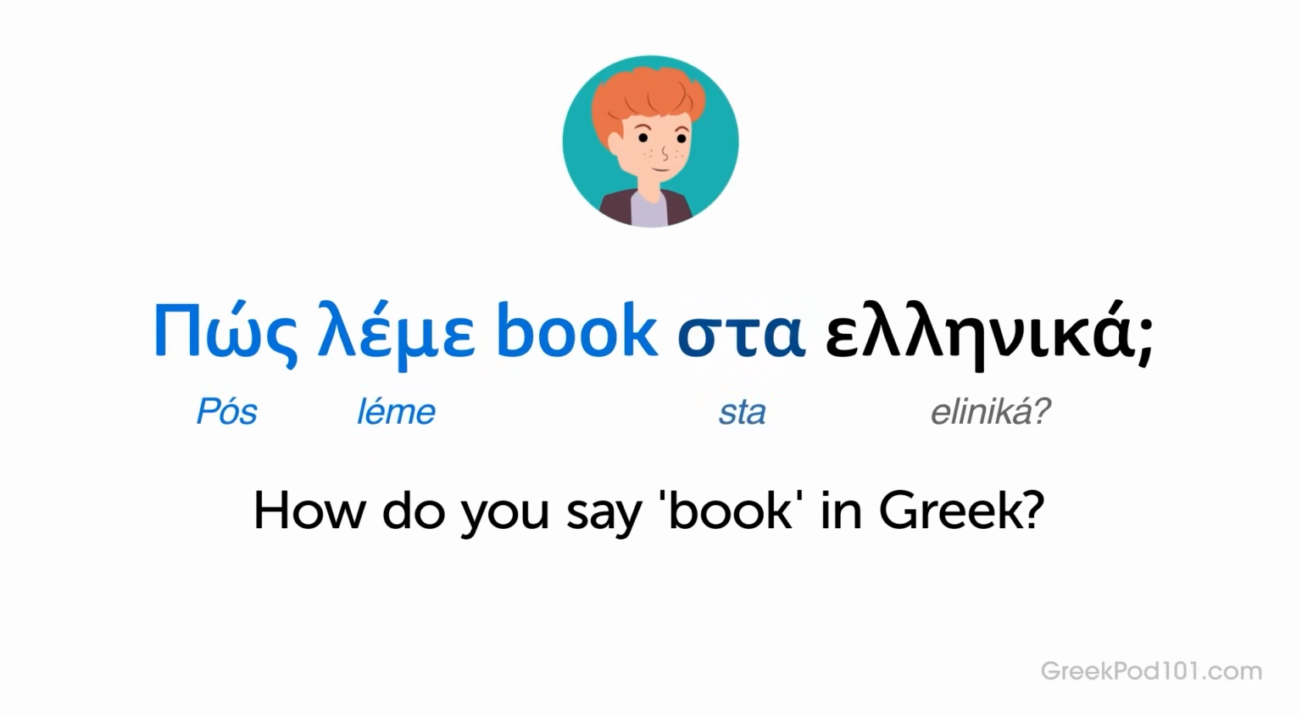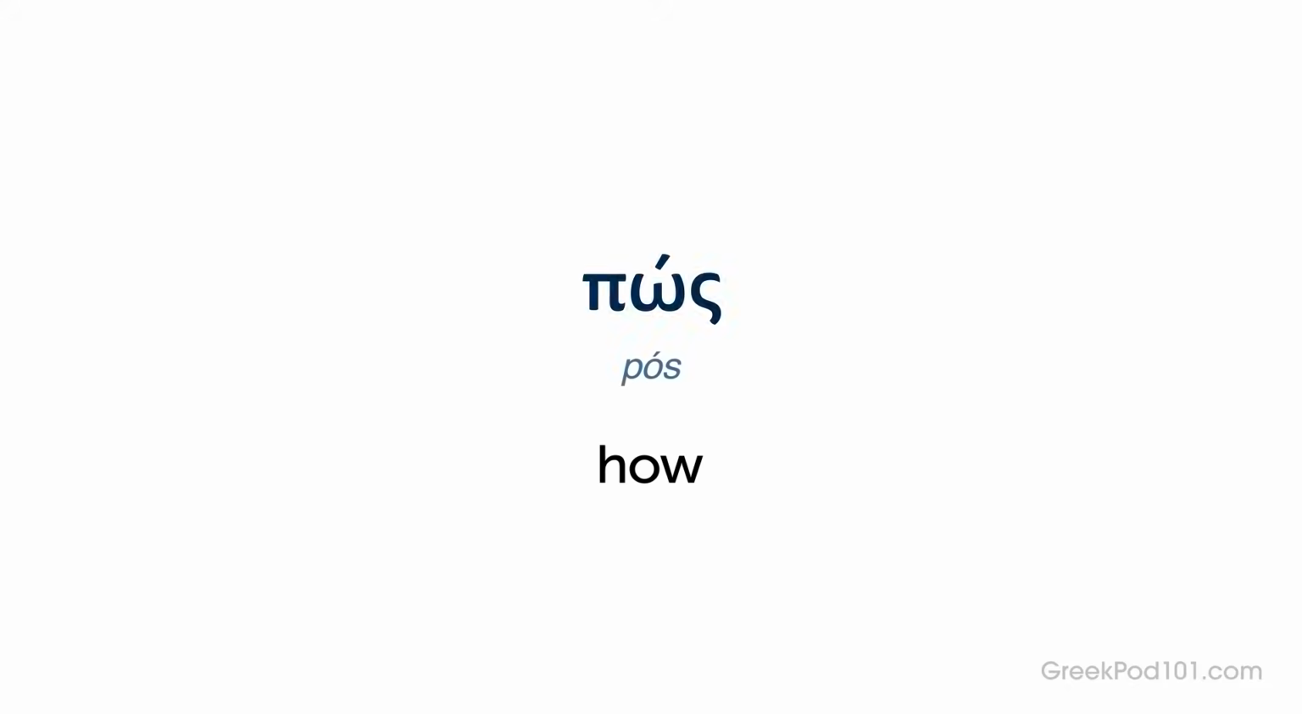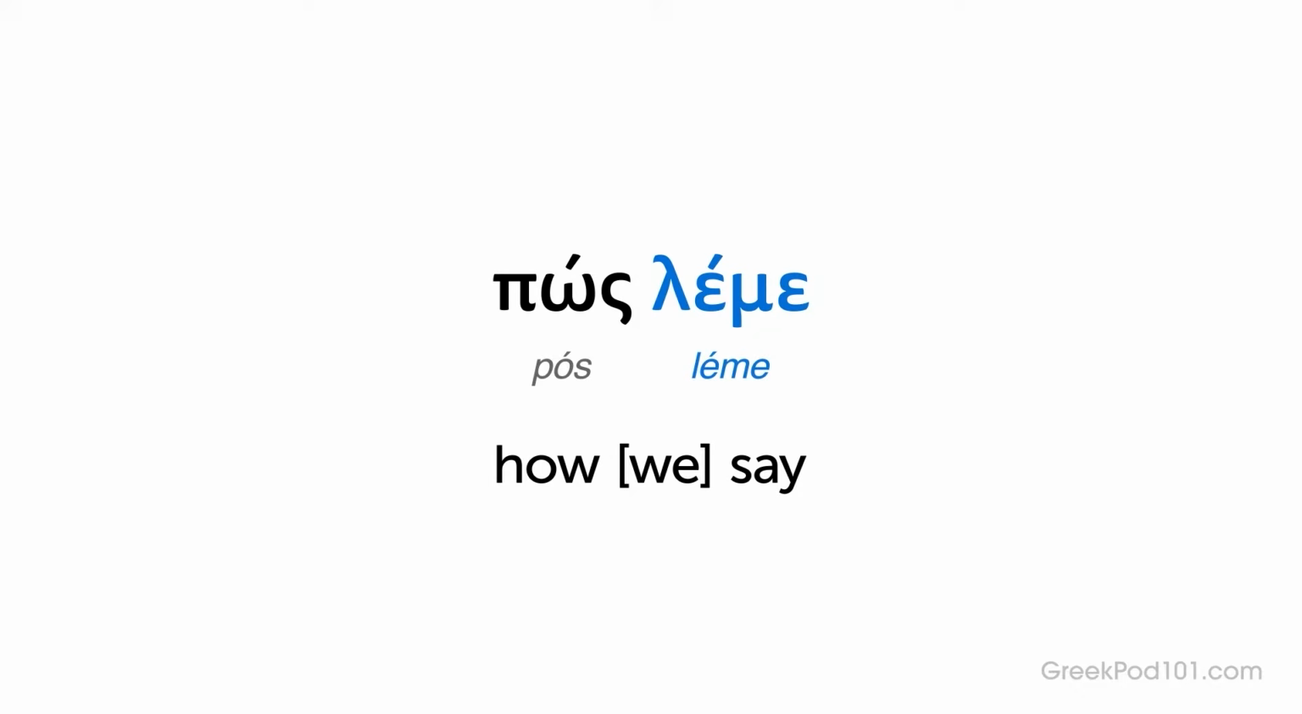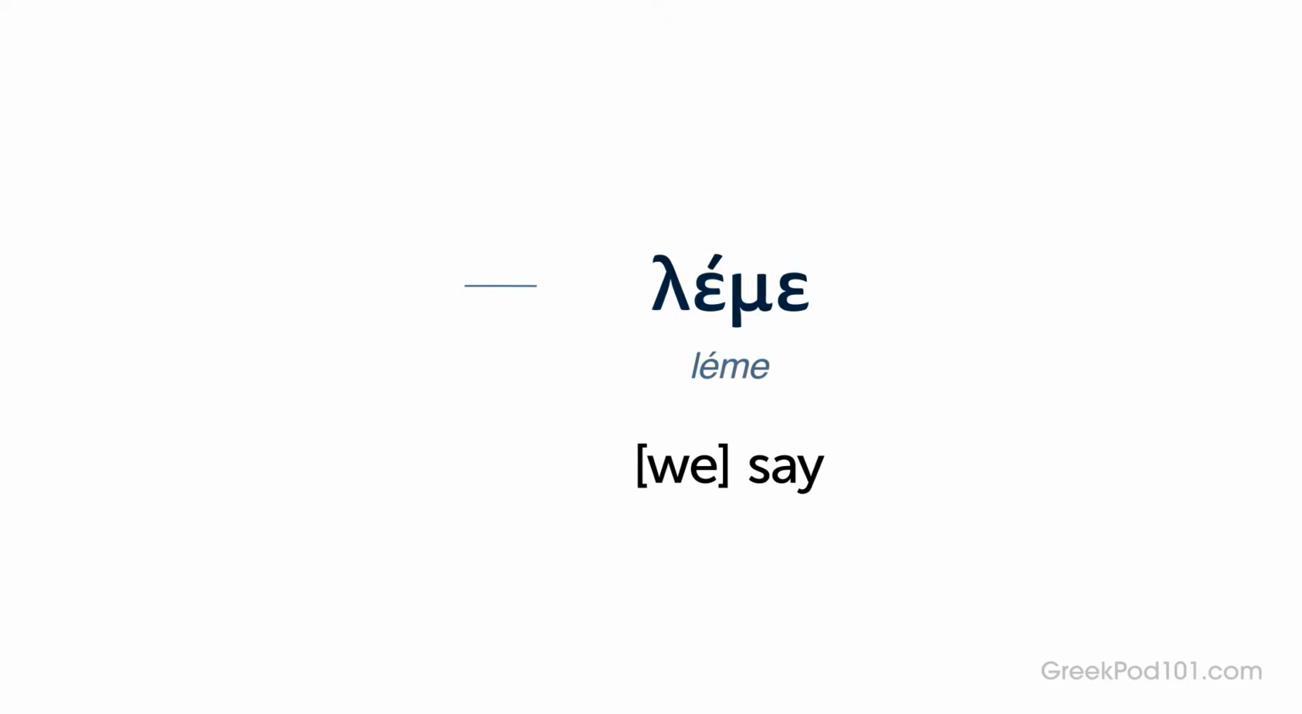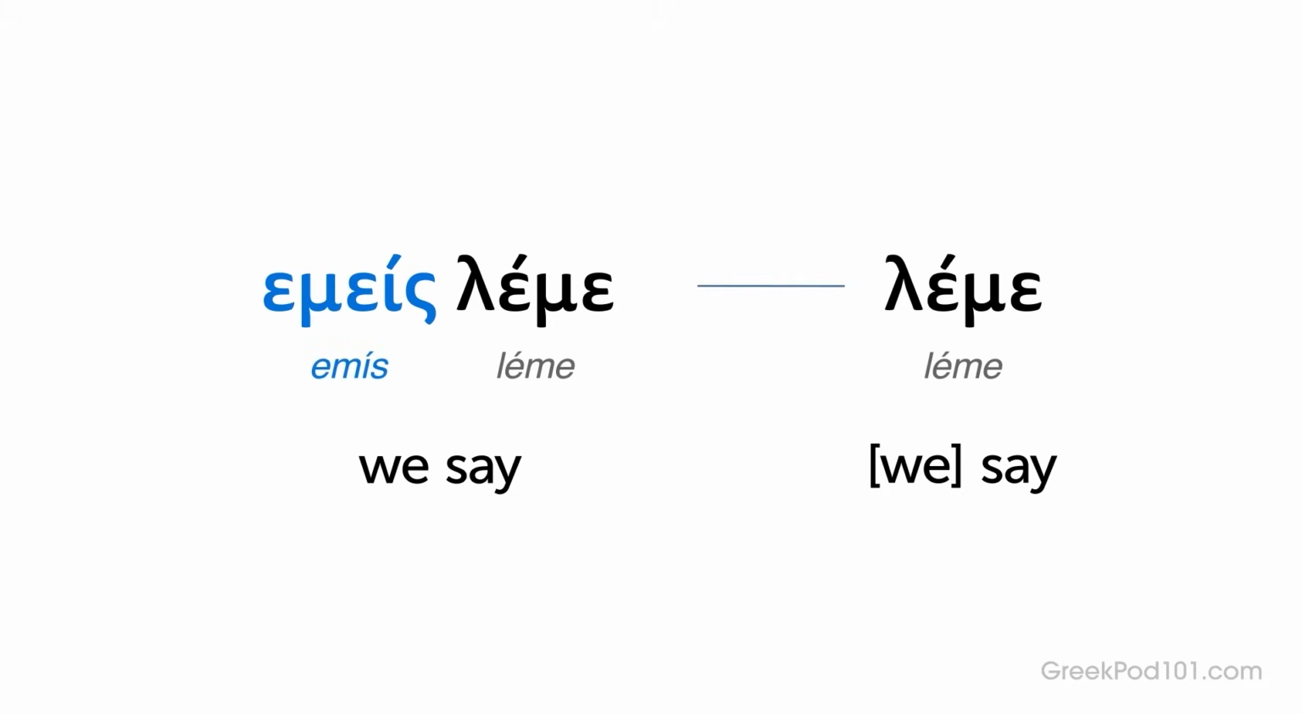Πώς λέμε book στα ελληνικά? First is Πώς, how. Next is Λέμε, we say. Note, Λέμε is a shortened form of Εμείς λέμε, we say.